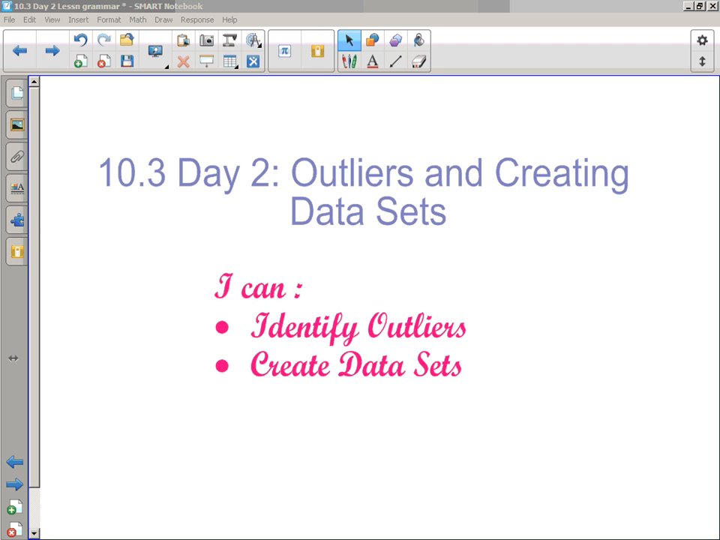All right, welcome to 10.3 day 2. We're talking about outliers and creating data sets given the mean, median, mode type of information. Okay, so your goal today is, can you identify outliers? We're going to get a formula for that. And sometimes it's obvious, sometimes it's not. And then also creating data sets.